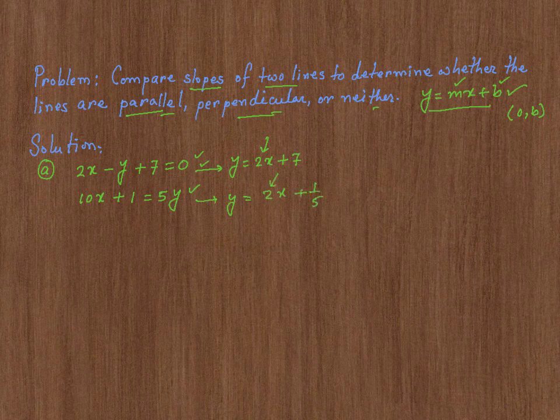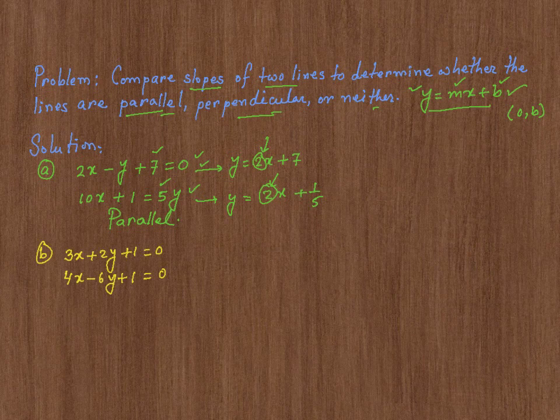Note that the second equation also has slope 2, because I expressed both of these equations in the form y is equal to mx plus b to get the slopes. Now both of these equations have the same slope, meaning that these lines are parallel to each other. If two straight lines have the same slope, then the lines are parallel to each other. If the lines are parallel to each other, they have the same slope. It's bidirectional conditioning.